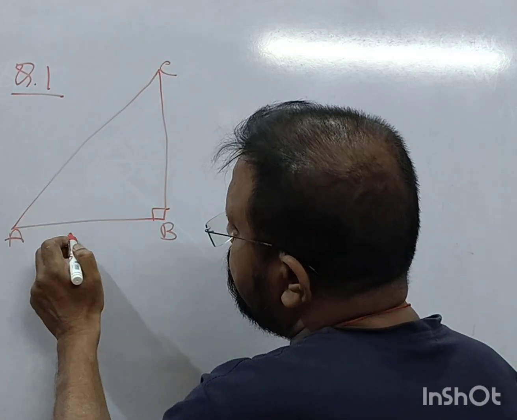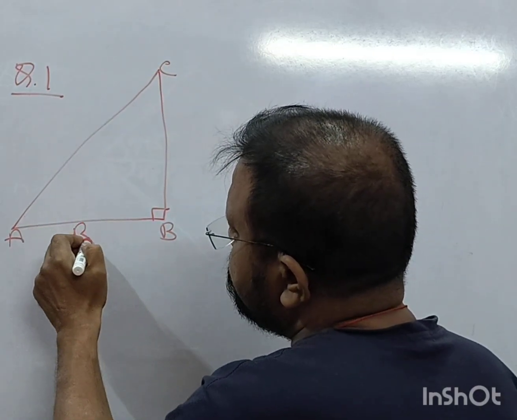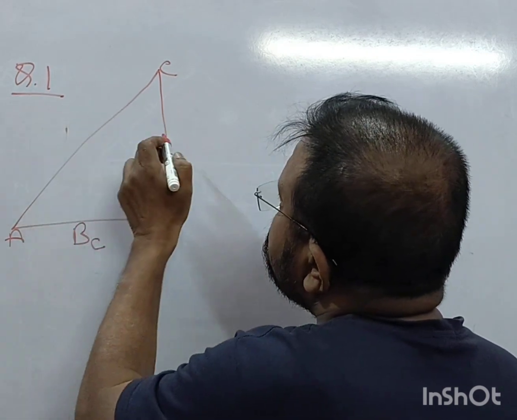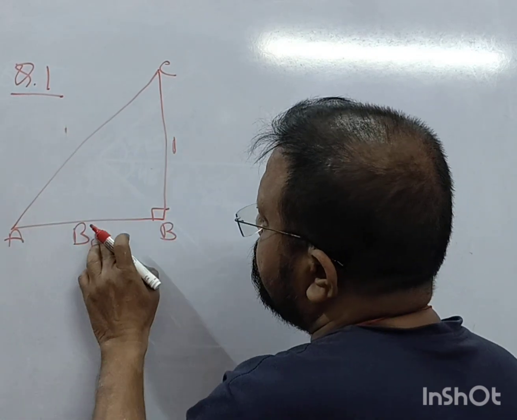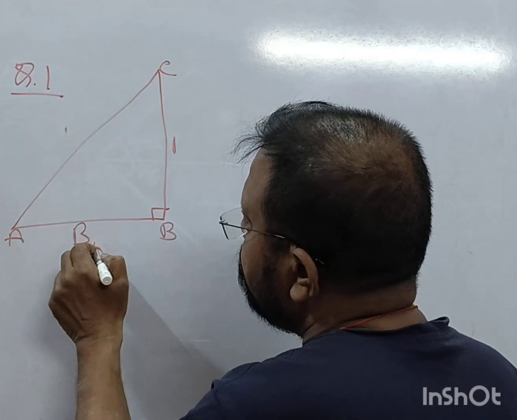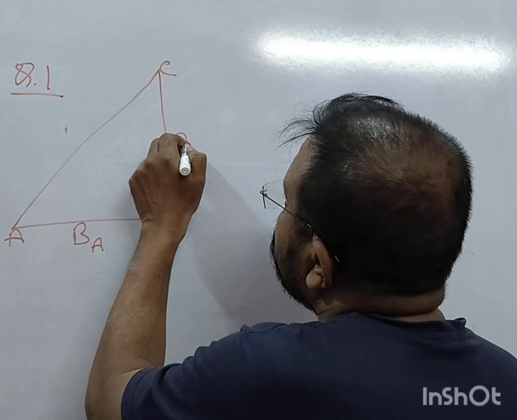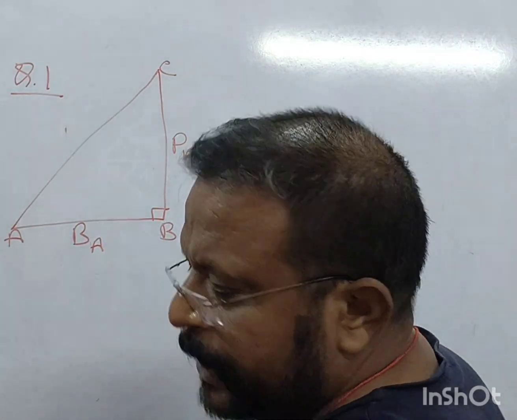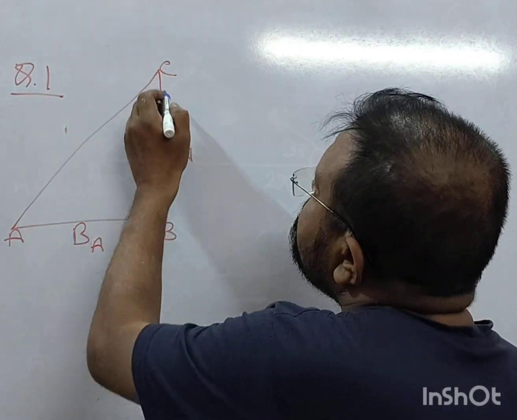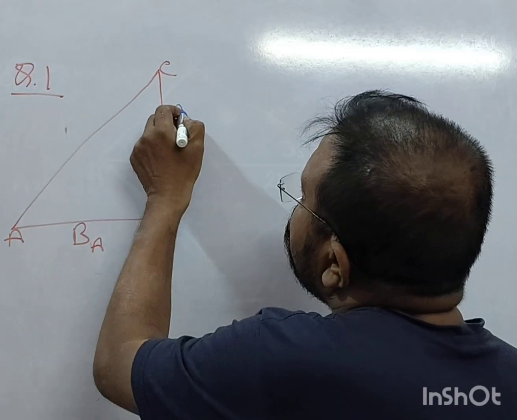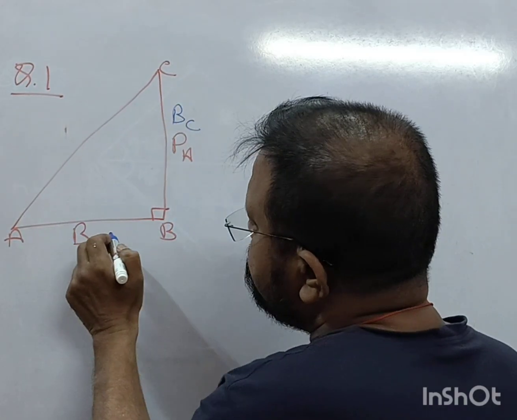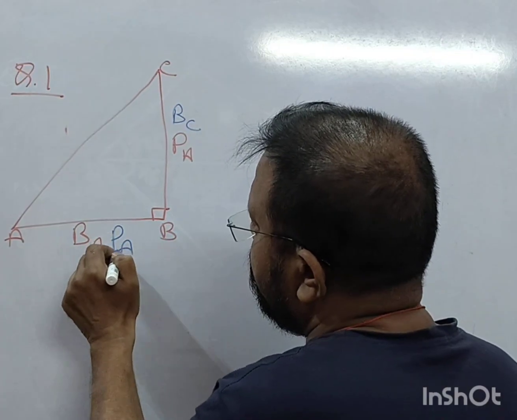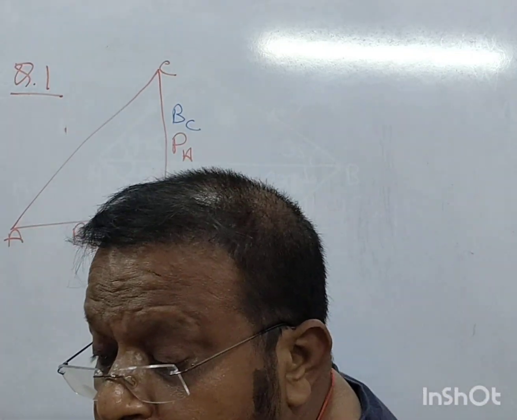So for this angle, this is base for C, and this is perpendicular. This is base for A, and this is perpendicular for A, right? And if you go to angle C, this is base for C, and this is perpendicular for A. Now what?